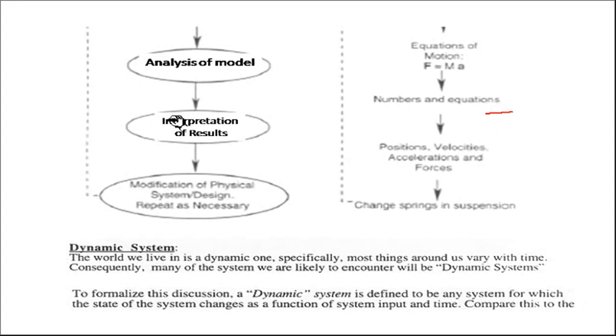Next is the interpretation of results. That means once we get the differential equations, we have to solve them and find out the solution of those differential equations. Solution of differential equations means nothing but the response of that particular system with respect to time. There are different parameters involved in vibration, that is the position, meaning the displacement, velocity, acceleration and the forces. How these displacement, velocity, and acceleration vary with time, that we have to interpret.